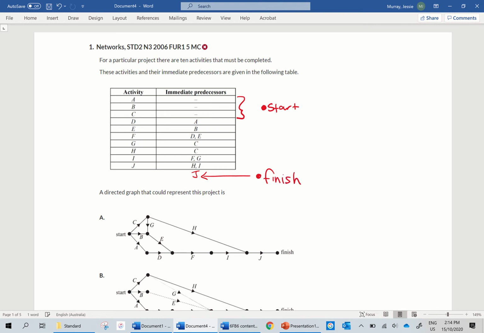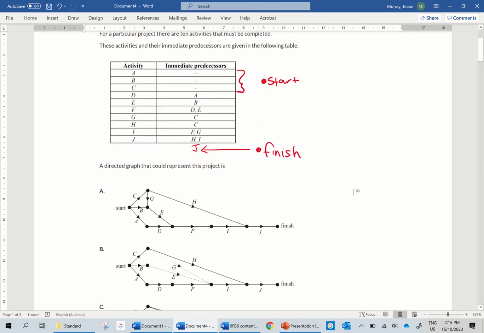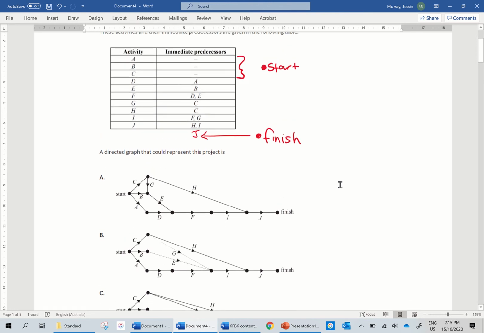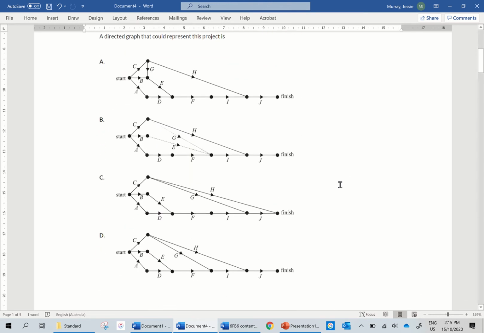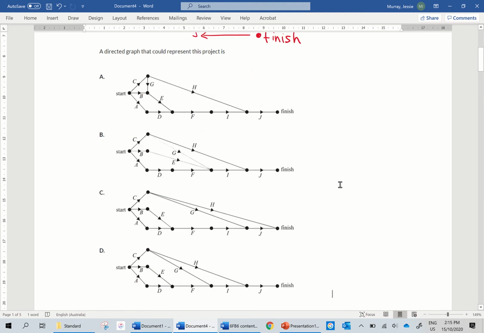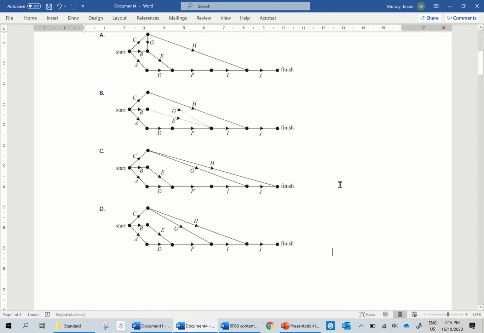So the first thing I'm going to do, because I'm trying to avoid it, I could sit here and draw that entire activity chart and immediate predecessors in my own network, but it's going to take longer. So let's see if I can knock any out. I need A, B, C to connect to the start, which they all do. But I need only J to connect to the end, which eliminates C straight away because it has H and J connecting to the end, which is not the case. So that's the first thing.